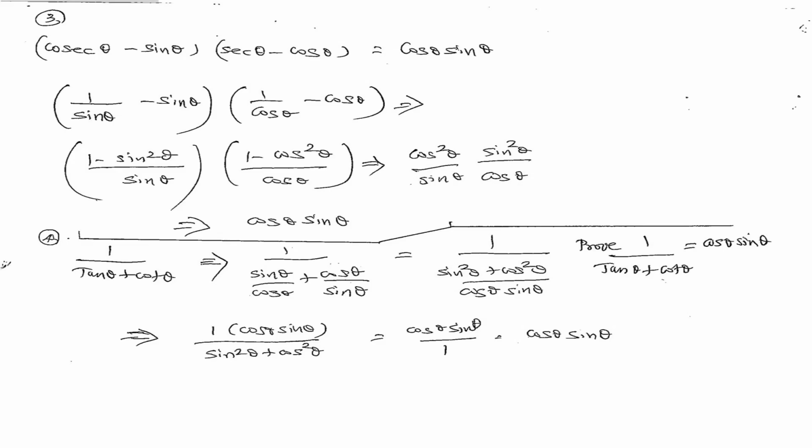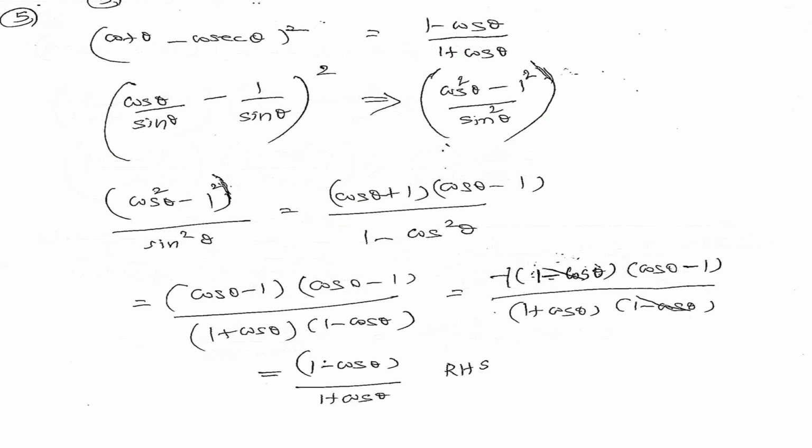The next problem below: 1 plus tan theta plus cot theta is equal to cos theta plus sin theta. We will have to prove that. Now we convert tan and cot into sin cos form. Therefore, 1 by (sin theta by cos theta plus cos theta by sin theta) is equal to 1 by ((sin squared theta plus cos squared theta) by cos theta sin theta), taking the LCM on the denominator. That takes cos theta sin theta to the numerator, and in the denominator we have sin squared theta plus cos squared theta. Since sin squared theta plus cos squared theta is equal to 1, the result is cos theta sin theta.